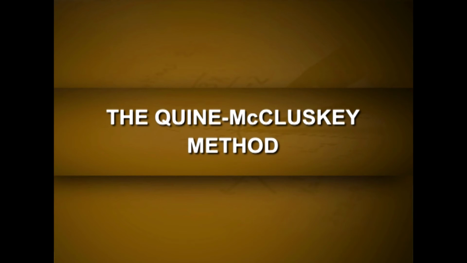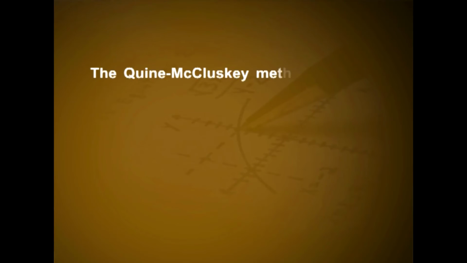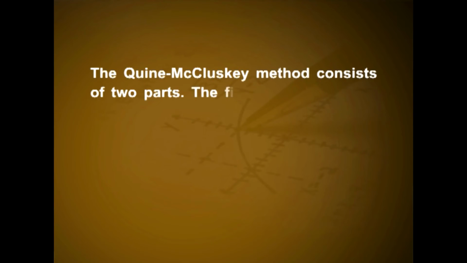The second one is the Quine-McCluskey method. The second procedure we will describe, the Quine-McCluskey method, was invented in the 1960s. It automates the process of minimizing combinatorial circuits and can be implemented as a computer program. Basically, the Quine-McCluskey method consists of two parts.